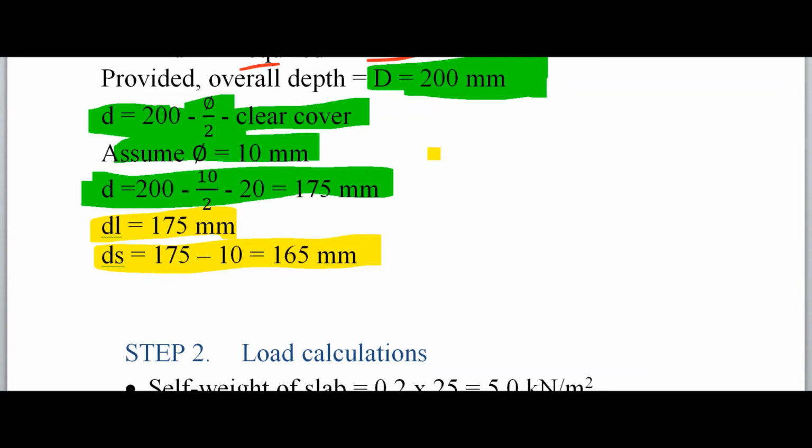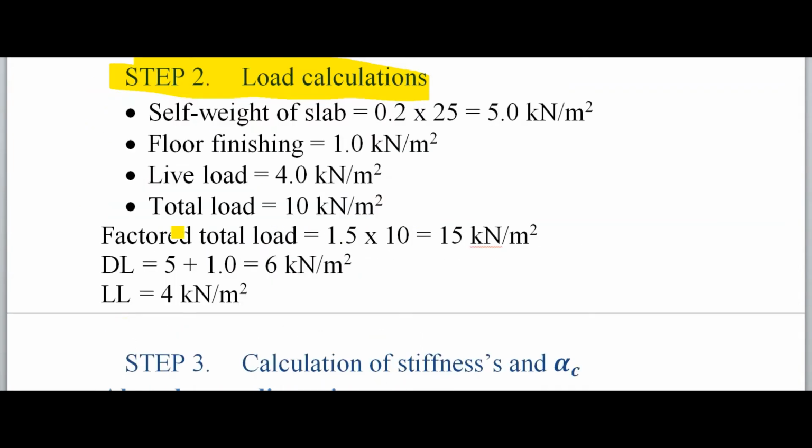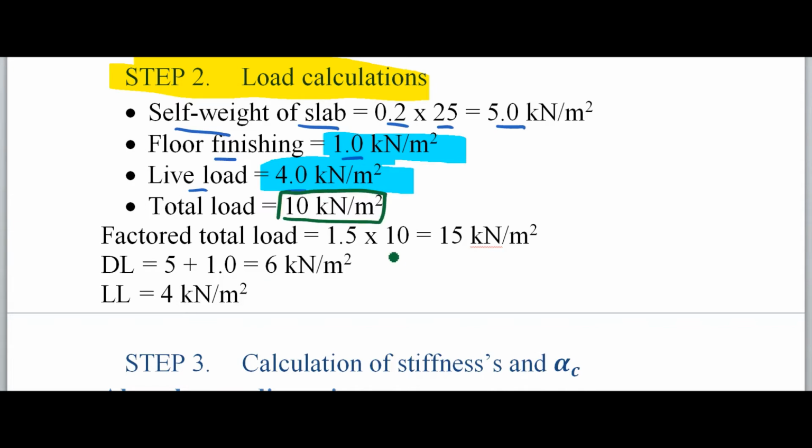Now we are going to find step 2, load calculation. We are going for the step 2 load calculation. So first on the slab we have self weight of slab, 0.2 into 25, 5 kN per meter square. Second, floor finish 1, live load 4. These two are given, 1 and 4 are given. So total load is 10 kN per meter square.